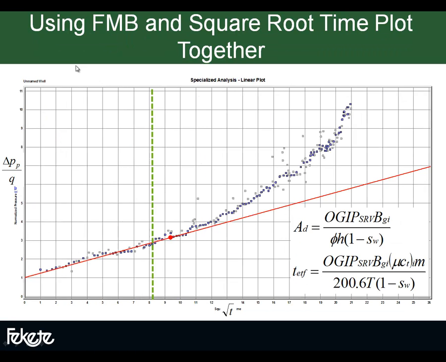Let's relate this back now to the square root of time plot. And we can see, if we use that same data set, that we have an early period here. The dotted green line now is the time to end of transient flow. That's calculated based on the original gas in place that was calculated from the flowing material balance plot. And so those plots now relate together.